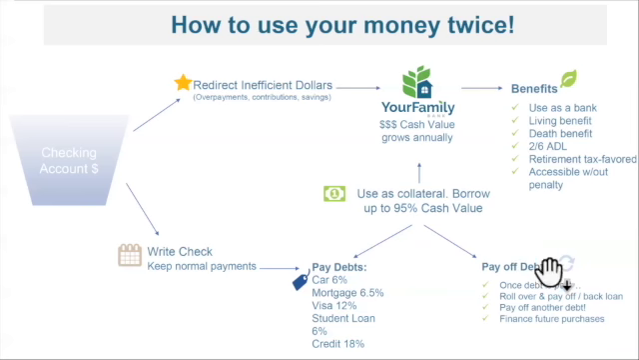And then once you pay off the debt, the benefit is you're using your policy as a bank. You have living benefits. That's just an addition. You have death benefits. You have retirement tax-favored money. Okay. You're accessible without any penalties. You can take the cash whenever you want. So what you're doing is you're paying off the debt. Once the debt is on this side here, you're borrowing, you're paying this debt off. Once the debt is paid off, you're going to roll over and pay back the loan.